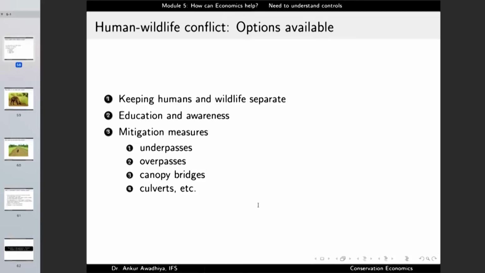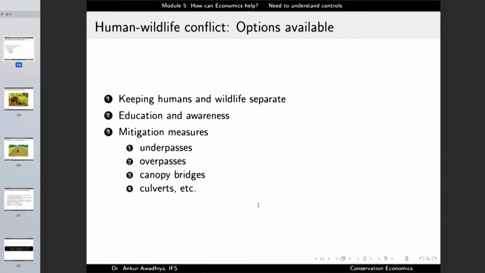So the animal is saved because it avoids a collision. The humans are saved because there is no vehicle, there is no animal to harm their vehicles, and they can also move at a much faster speed. So this is a mitigation option that is available. But the question is, how do we ensure the implementation of this mitigation option?